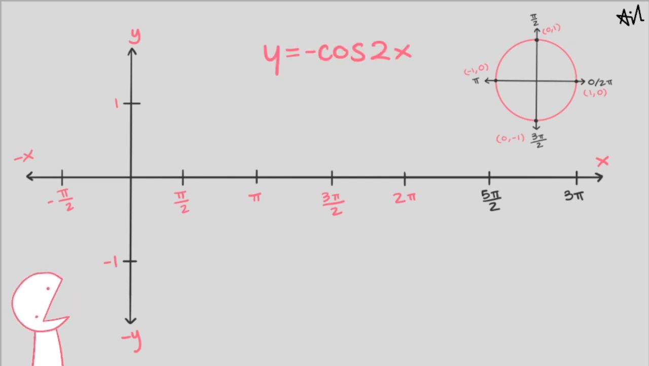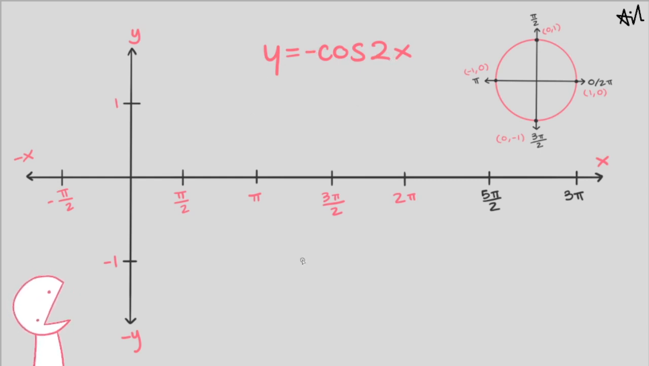Now let's move on to y equals negative cosine 2x. This is new because we've never had a negative in front of the cosine before. All this means is that you're going to take your y values and you're going to flip them. That means the whole function is going to reflect across the x-axis. So we know the amplitude stays the same. We just know that the period is influenced, and so are the y values.